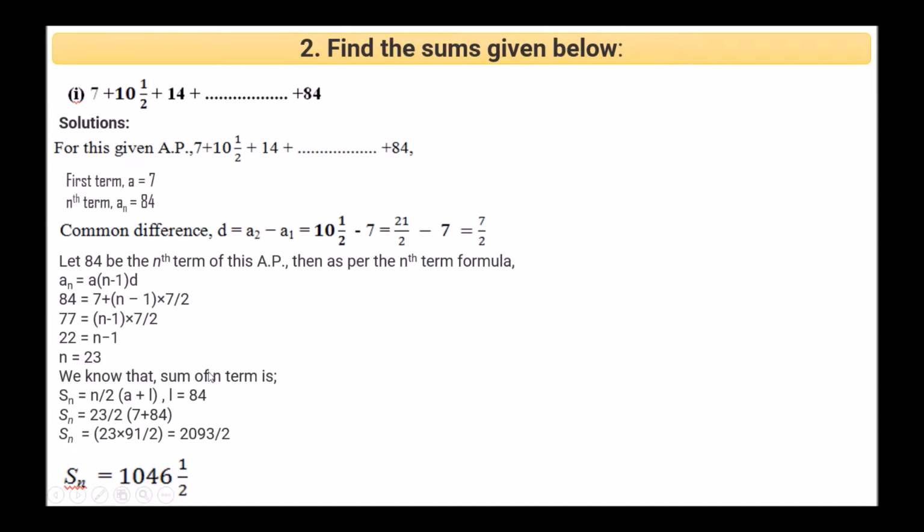We know that the sum of n terms is Sn equals n upon 2 into (a plus l). Here, sorry, a plus l. l is 84. So we will get Sn equals 1046 and a half.